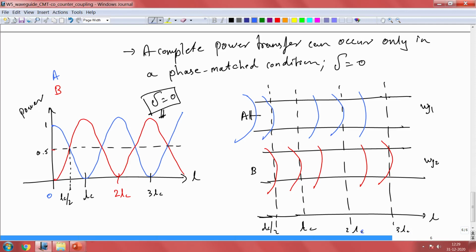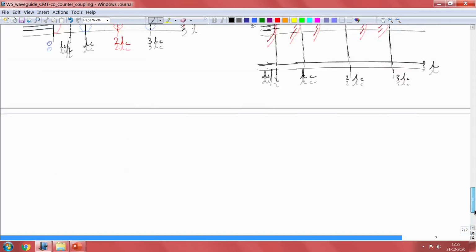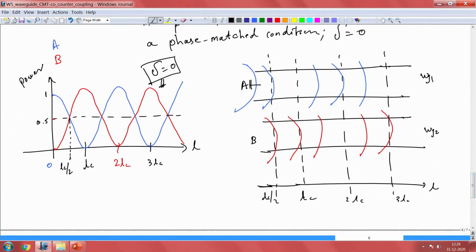Okay. In this case, if it is 2 LC, it will go back to your original waveguide. So, this complete power transfer, 100% transfer, you can see here from going from 1 to 0, will happen when delta is equal to 0. So, delta equal to 0 means you should be able to get that. But in a practical scenario, you may not be able to get this perfect phase matching. So, perfect phase matching may not be possible.